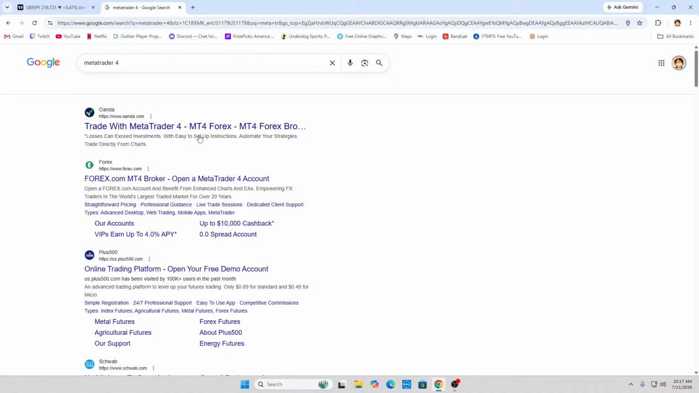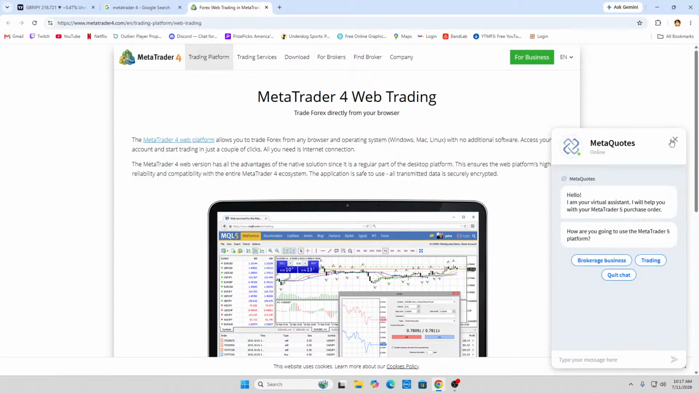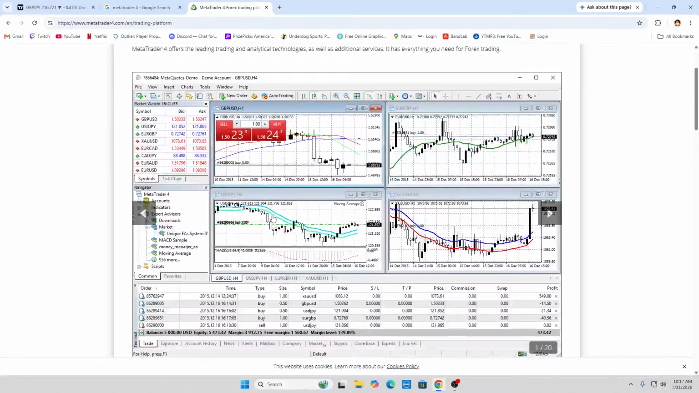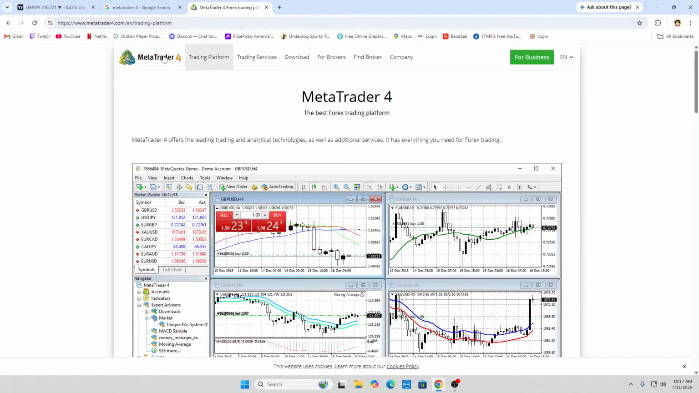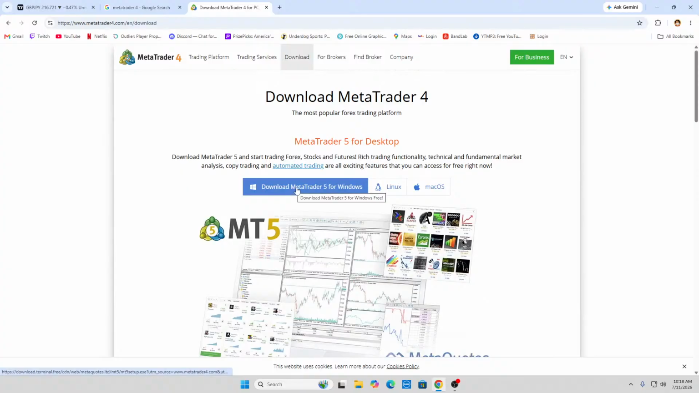Trade with MetaTrader 4, but this is 100 though. Yeah, this right here, MetaTrader 4. Boom, boom, boom. Business. Yo, I never used MetaTrader 4 on PC. I don't know how it works. Download MetaTrader 5. I heard it's like the same.